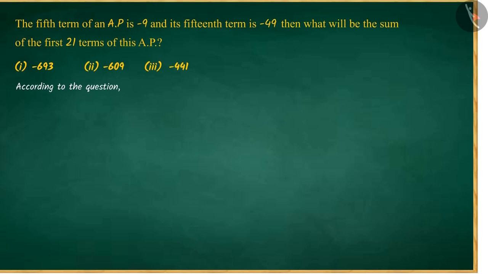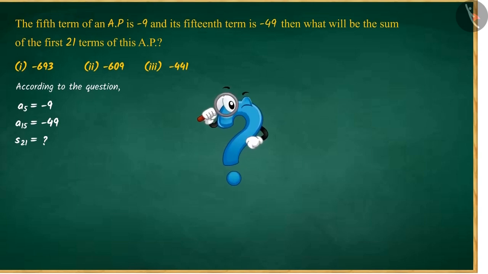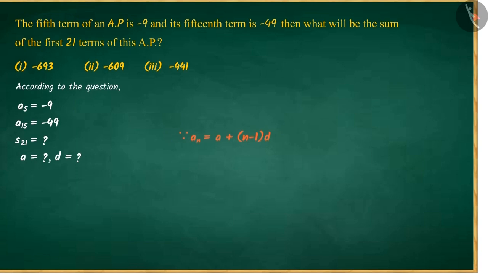The 5th and the 15th terms of the arithmetic progression are given in the question, and we have to find the sum of the first 21 terms of this arithmetic progression. Can you tell what we have to do? To find the sum, we need the first term A and the common difference D of the arithmetic progression. If we write the 5th term, that is A5, and the 15th term, that is A15, this way, then we get the equations 1 and 2.